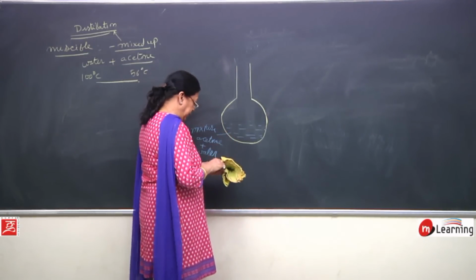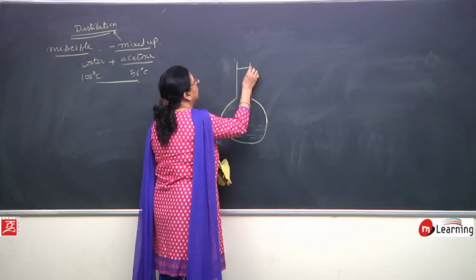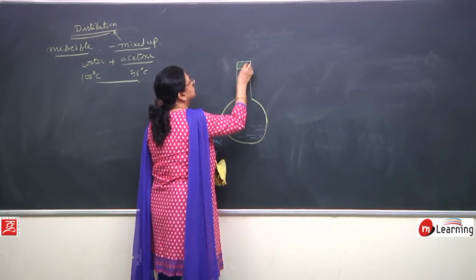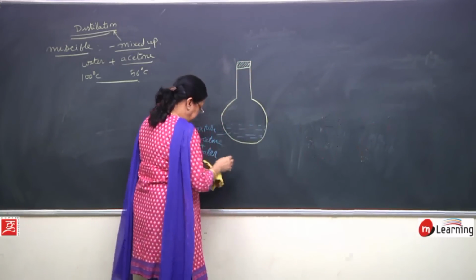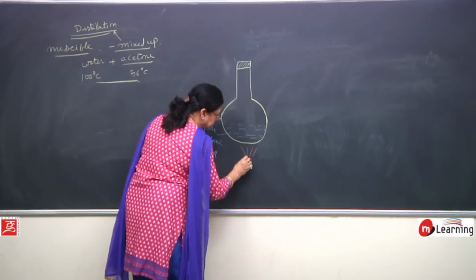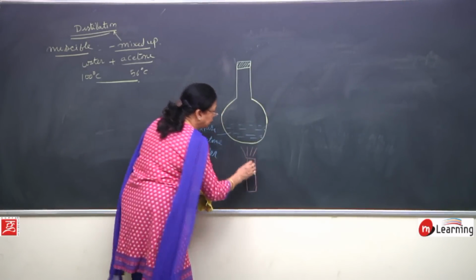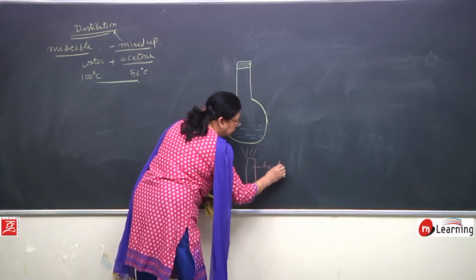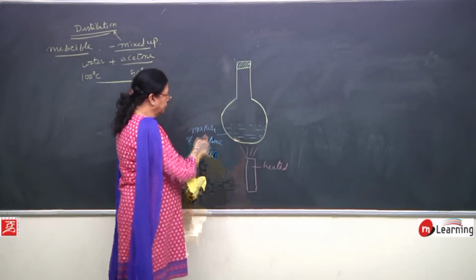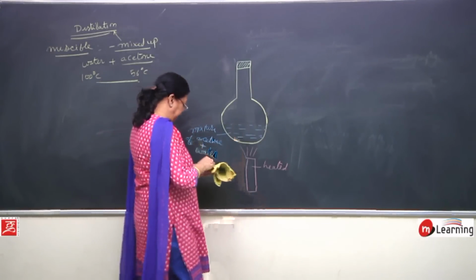Now, this flask has a cork here. It is now heated from here. This is a mixture of water and acetone. Now, vapors will rise here.